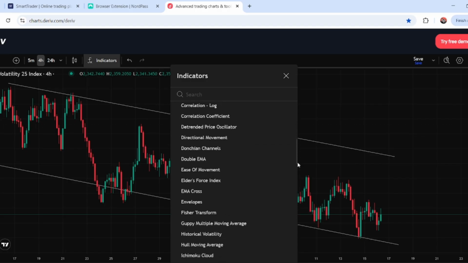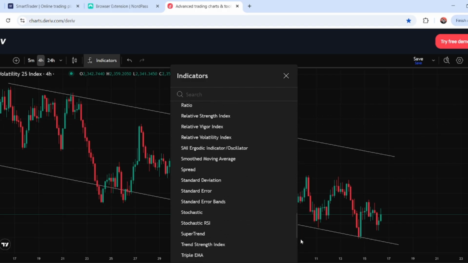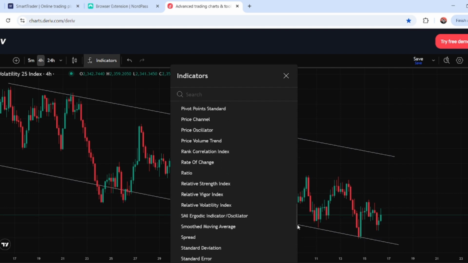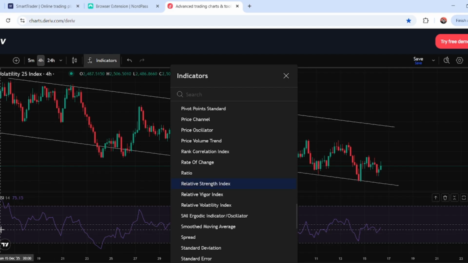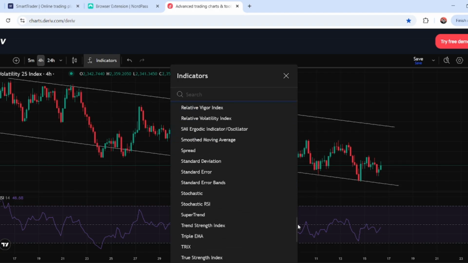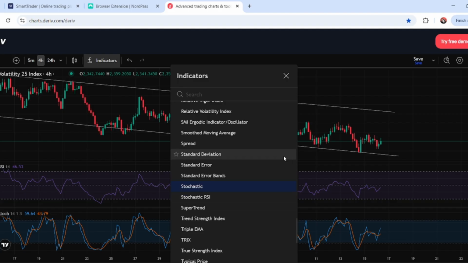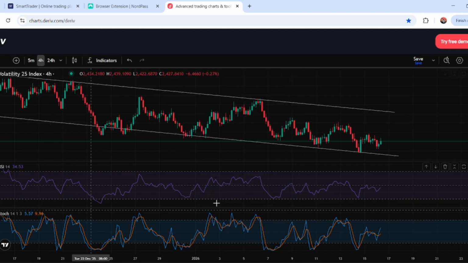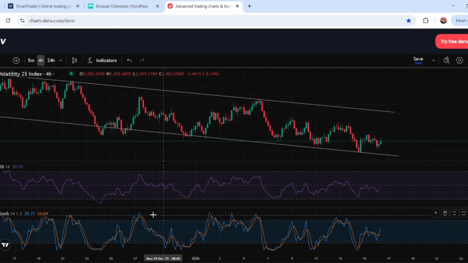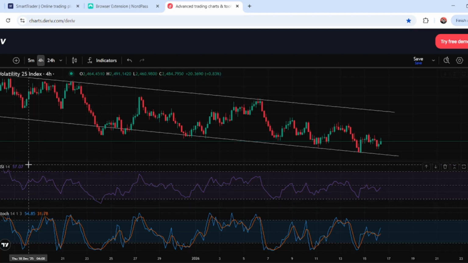Let's search RSI. You all know what RSI is. RSI is the relative strength index. Okay, here's the relative strength index. I'm going to also check on stochastic. Okay, this is the stochastic indicator. Right away, these are the two indicators that you need. So what I'm going to do is customize these indicators.